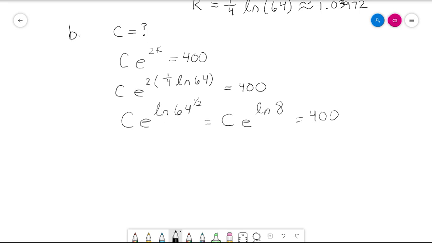And now let's see. So e to the natural log of 8. Well, this is our composition of inverse functions, right? The e and the natural log essentially cancel. And so now it's just C times 8 equals 400. So all we have to do to get our initial population, let's divide both sides by 8. Our initial population is 50 bacteria.